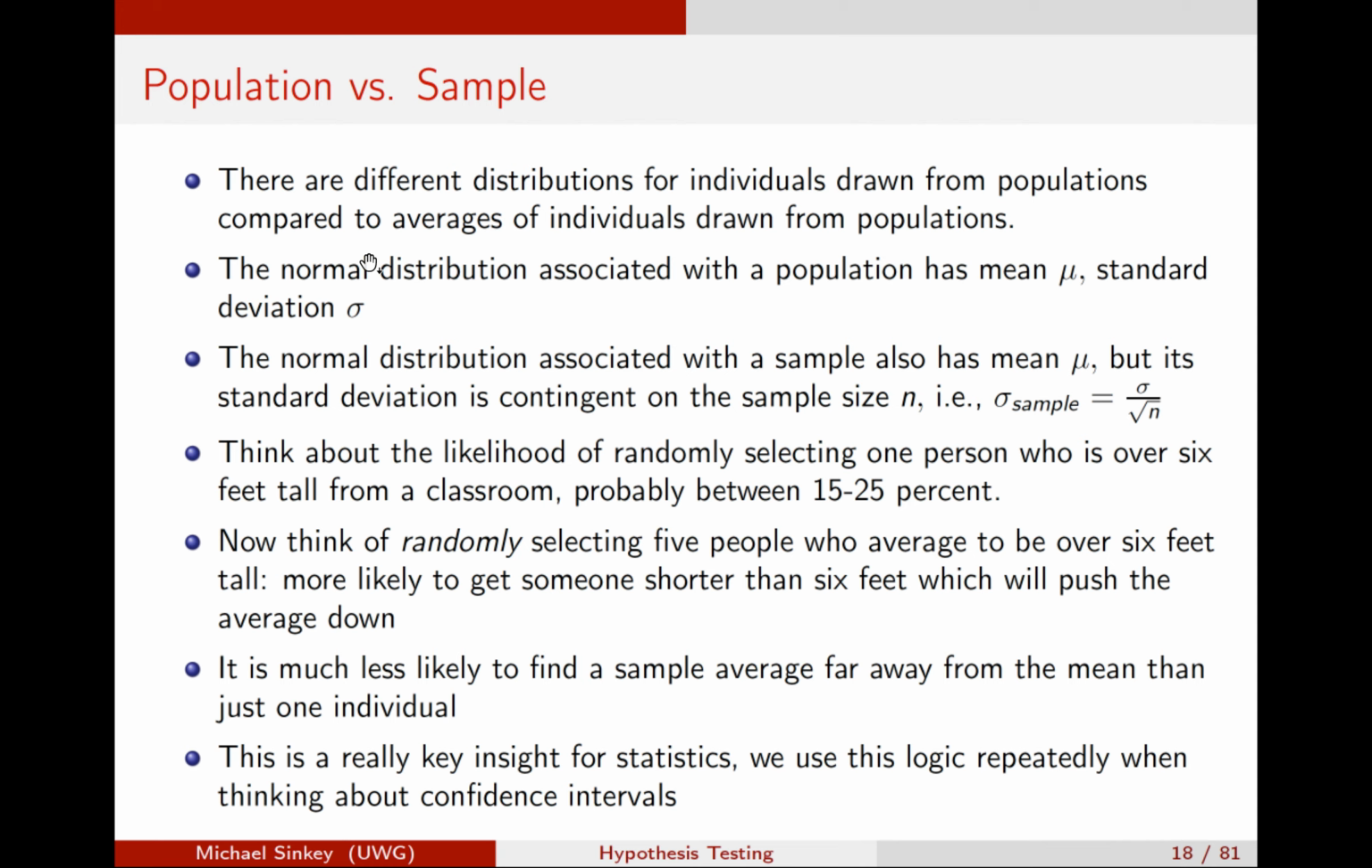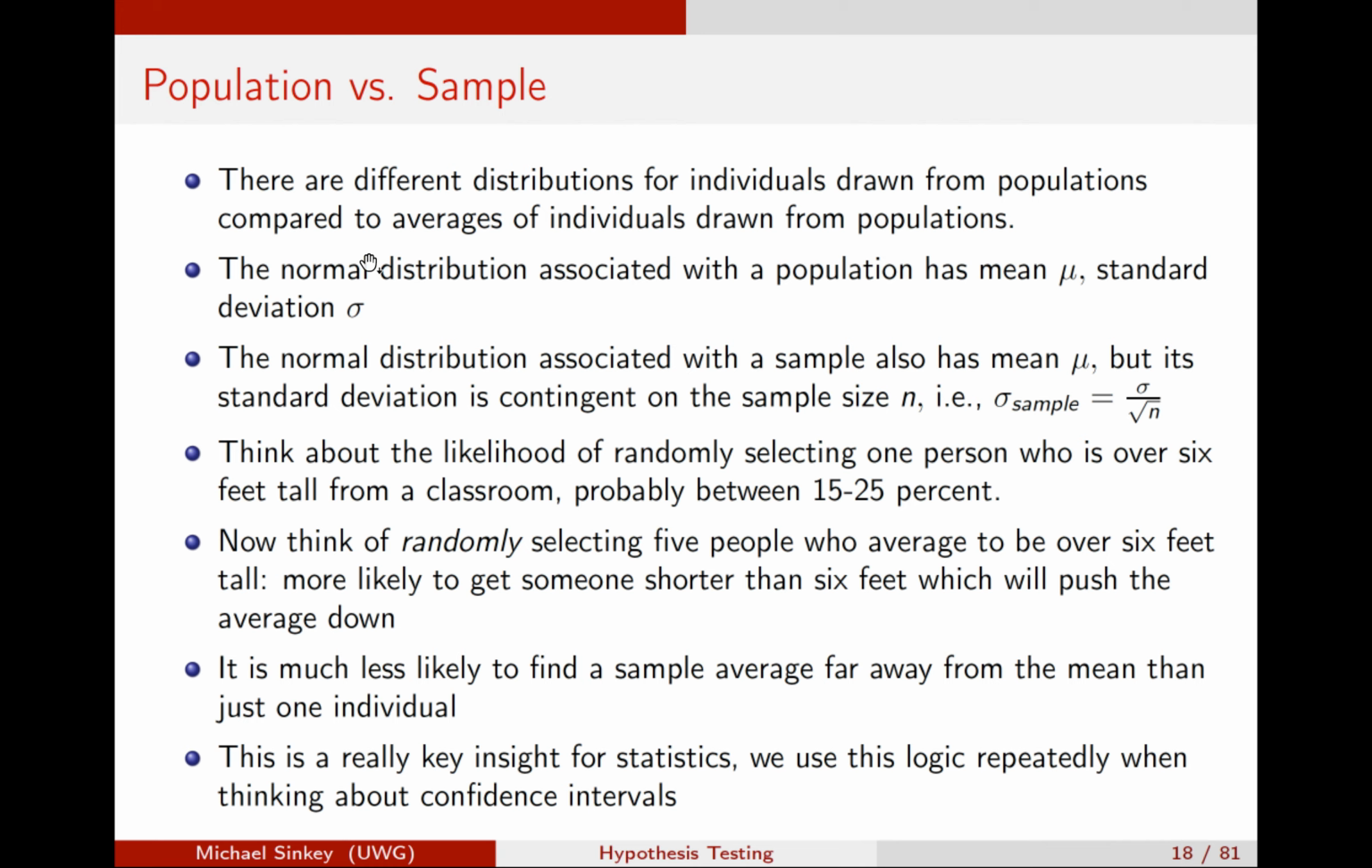So when I take more than one person out of the population and examine averages of those samples, those averages behave differently than just taking that one person. So there's a different distribution for sample averages compared to just individuals. And we have the same mean, but samples are not as dispersed from the mean as individuals.